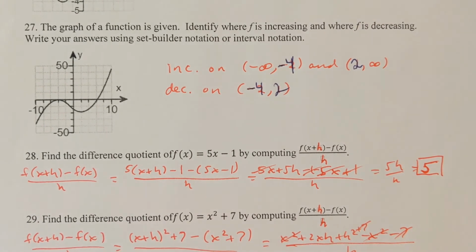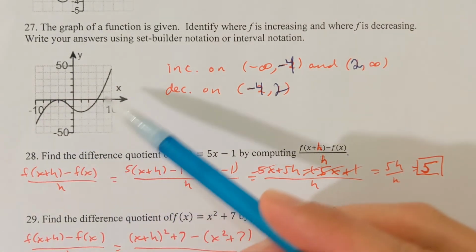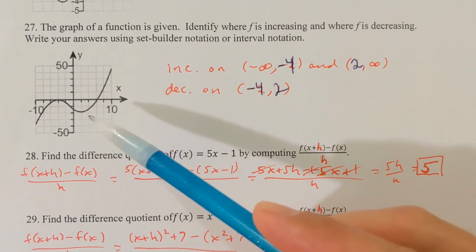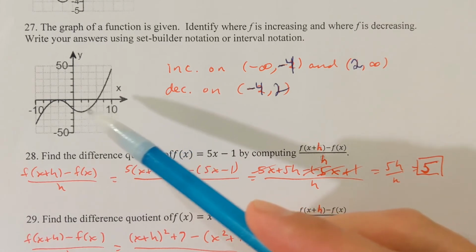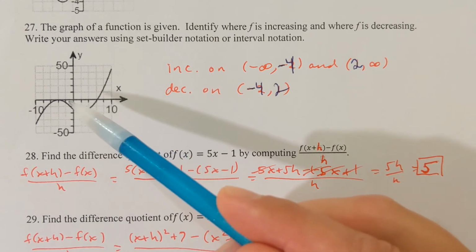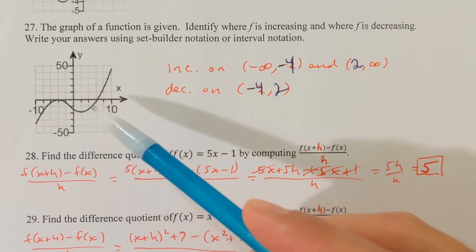Problem 27. The graph of a function is given. Identify where f is increasing or f is decreasing. Write the answers in set builder notation or in interval notation. Okay, so let's see where f is increasing. I've got to see where the tangent line would have a positive slope. So let's see here. I'm using an increment of 2, 4, 6, 8, 10. Negative 2, negative 4, negative 6, negative 8, negative 10.